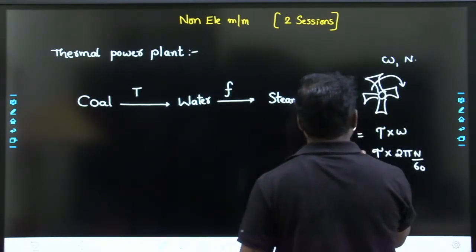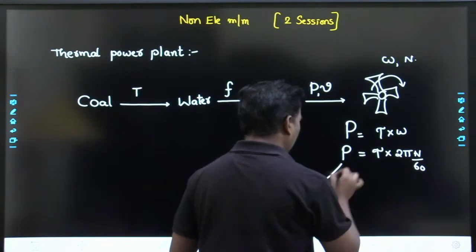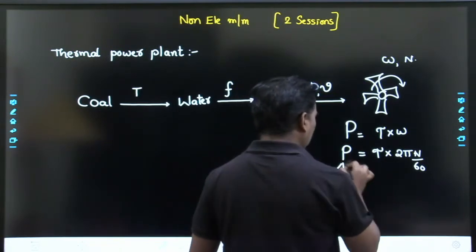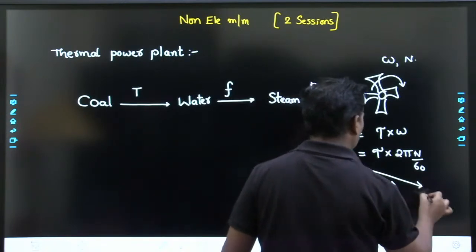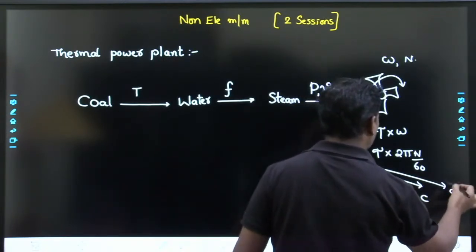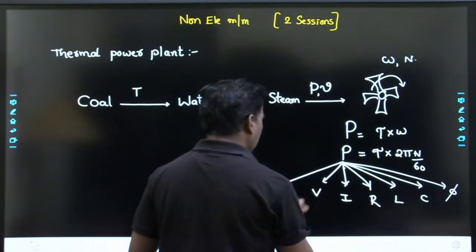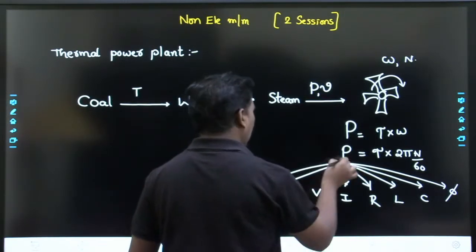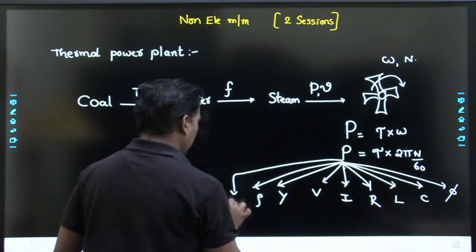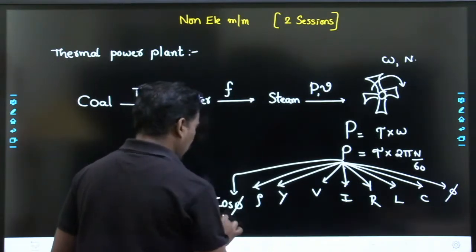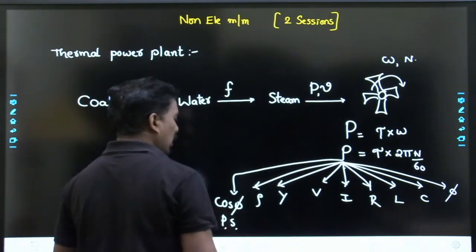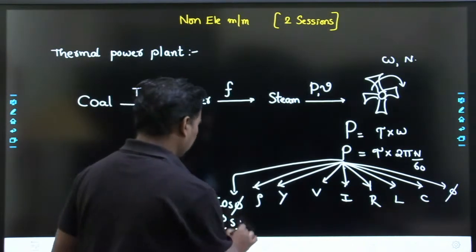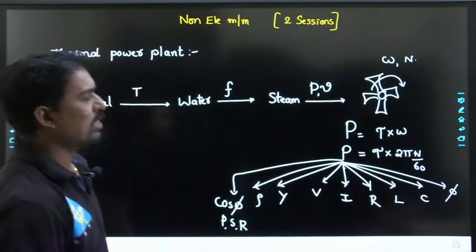Once the electrical power comes, there comes your voltage, current, resistance, inductance, capacitance, magnetic flux, admittance, resistivity, power factor, reactive power, active power, and all these things we are going to get. Do you understand, my dear students?